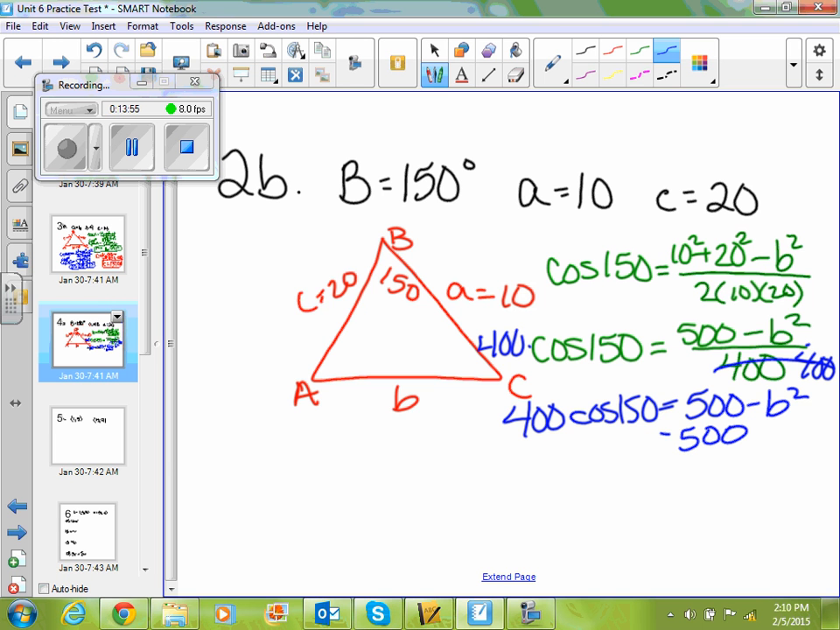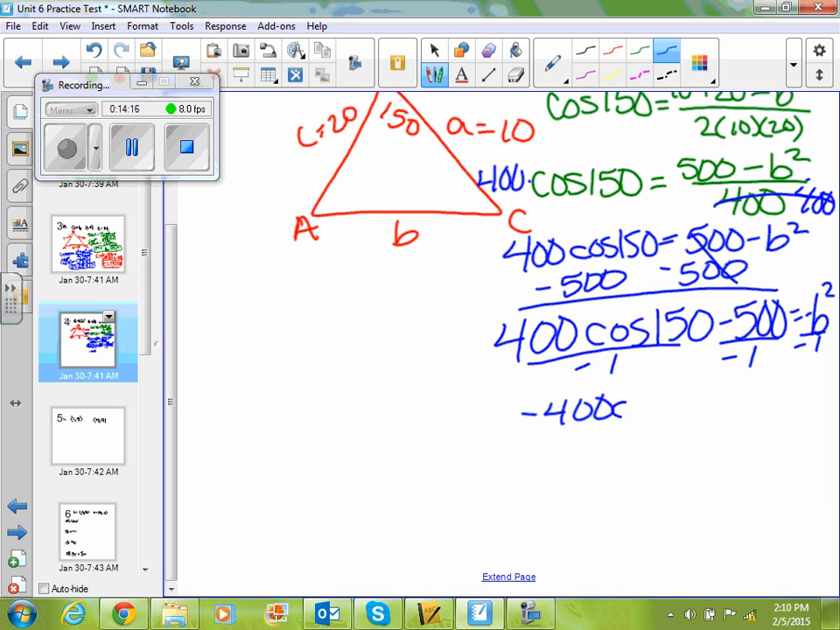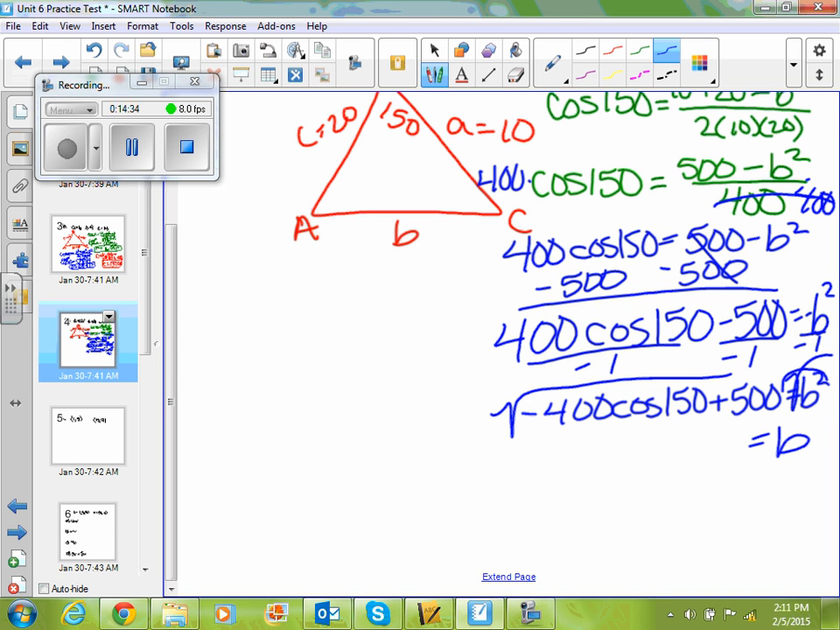Let's subtract 500. 400 cosine of 150 minus 500 equals negative B squared. Divided by negative 1, negative 400 cosine of 150 plus 500 equals B squared. Okay, then you take the square root to get rid of the square. And you plug that in your calculator, square root of negative 400 cosine of 150 plus 500. You get B equals 22.438.